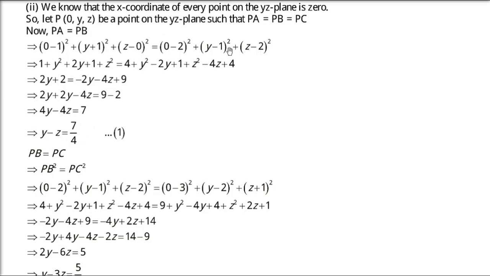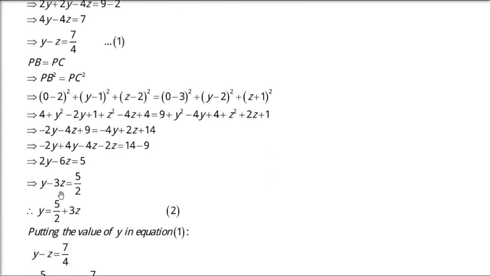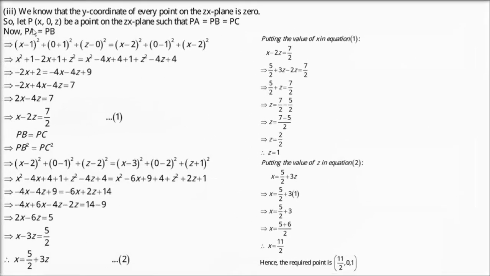Now the distance of this P from A was (1, -1, 0). Then we have PB, B was (2, 1, 2). Now the second condition, PC, C is (3, 2, -1). So you have two linear equations. You just have to solve this. X is of course 0, y and z you will get. Same thing for the ZX plane: y will be 0, so the point is (x, 0, z).